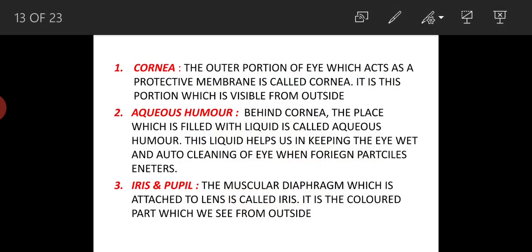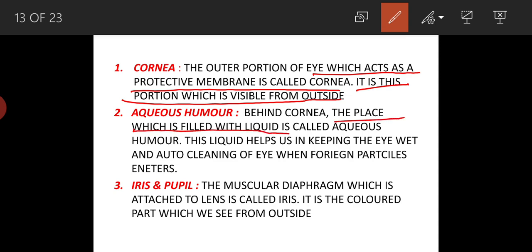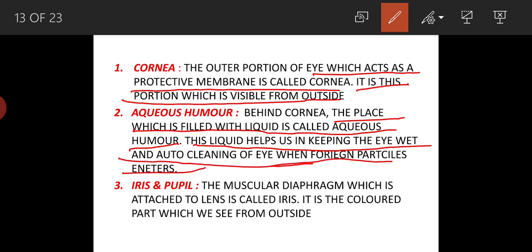First, cornea. The outer portion of the eye which acts as a protective membrane is called the cornea. It is this portion which is visible from the outside. Aqueous humor. Behind the cornea, the place which is filled with liquid is called aqueous humor. This liquid helps us in keeping the eye wet and in auto cleaning of the eye when foreign particles enter.